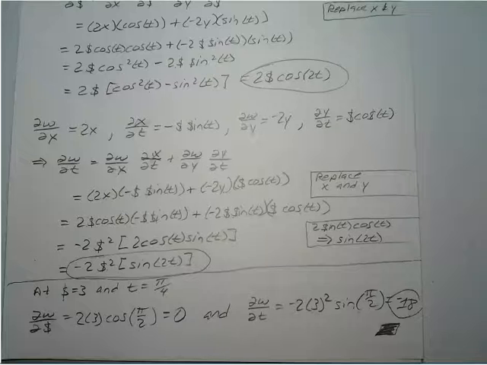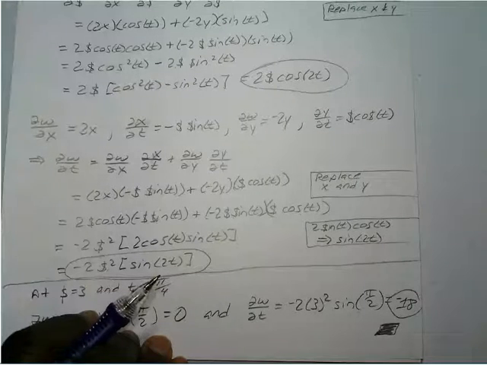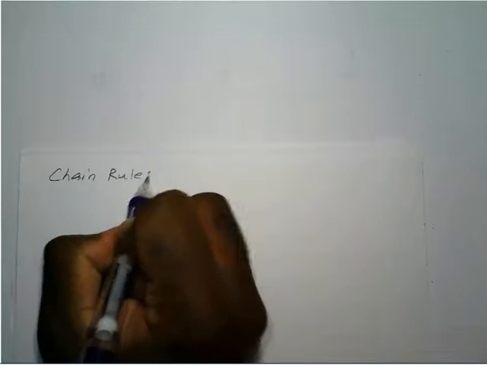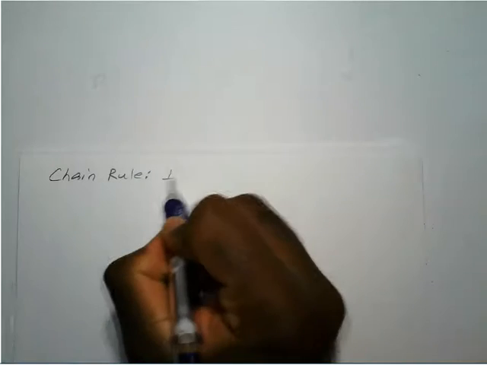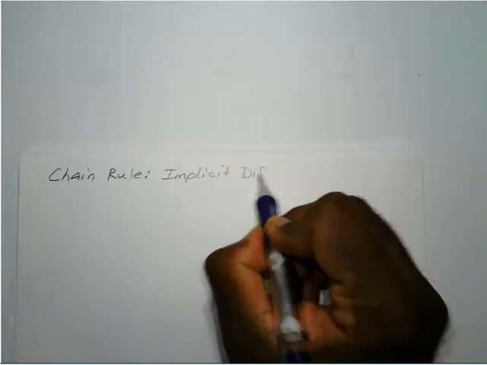All right, so if you are still writing, feel free to press pause. But we're going to go ahead and move on to our next section, which is probably the most straightforward of the chain rule formulas, and that's implicit differentiation.